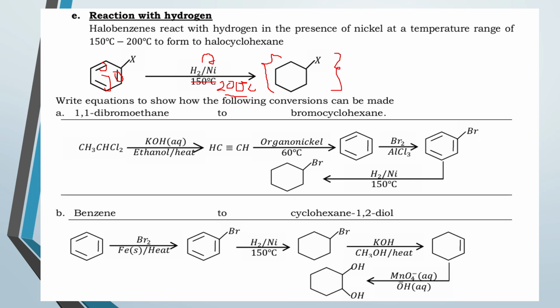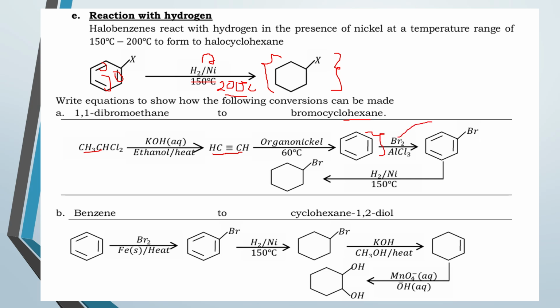And let's look at the questions to elaborate on what you have summarized. So first, let's look at how you can convert 1,1-dibromoethane to bromocyclohexane. Since we have a cyclohexane, it shows that we need to prepare a benzene ring. So we convert this into an alkyne. Then from here, we convert it into a benzene ring. Remember, we explained all this in the previous video.